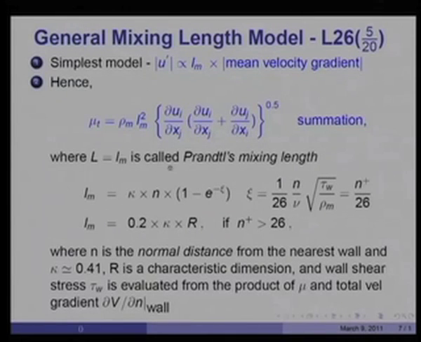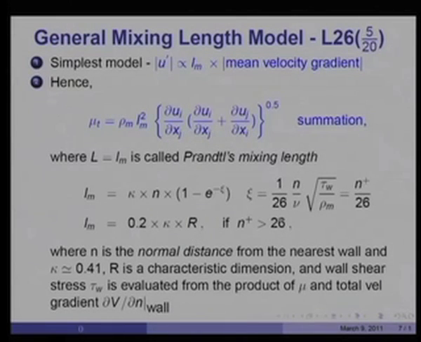L m is called Prandtl's mixing length, and L m is given, as you will recall from our lecture on near wall flows, by kappa times the near wall distance y or n into 1 minus e raised to minus xi, where xi is n plus by 26. And L m is equal to 0.2 times kappa times r, where r may be the radius of the pipe or the boundary layer thickness, if n plus is greater than 26.